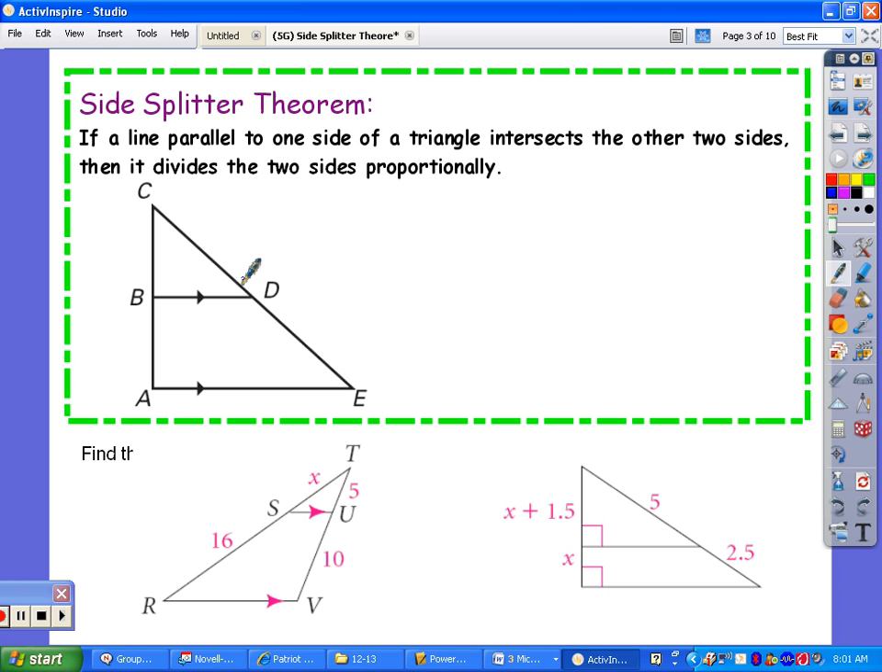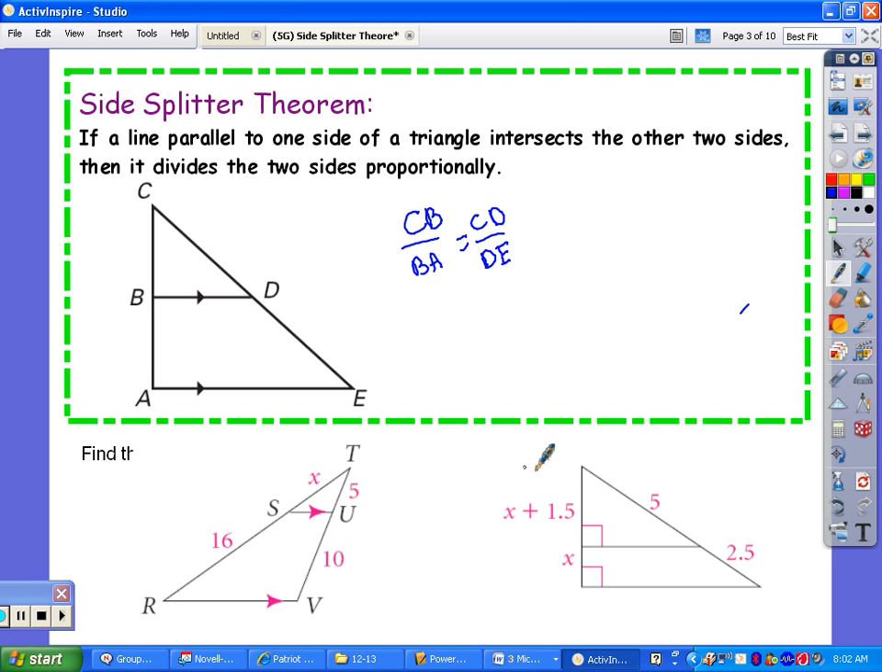So if we look at this triangle, BD is parallel to AE because it has the lines. And we know by this theorem that it divides the sides proportionally, which means that the ratio of the left side of this triangle has to be equal to the ratio of the right side. So to write that, we're going to say CB over BA, that's the ratio of the left side, has to equal CD over DE. So that's what the side splitter theorem says. So we're going to try these 2 examples using this theorem.